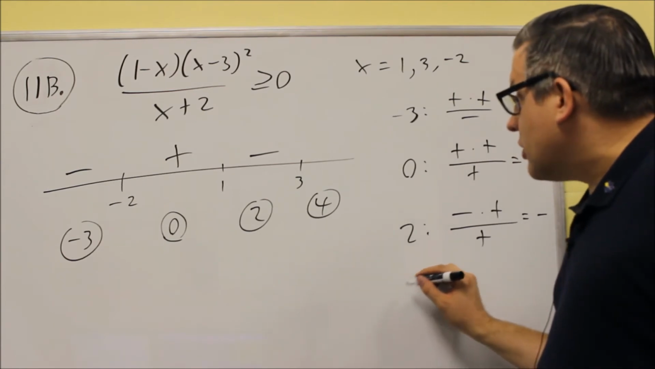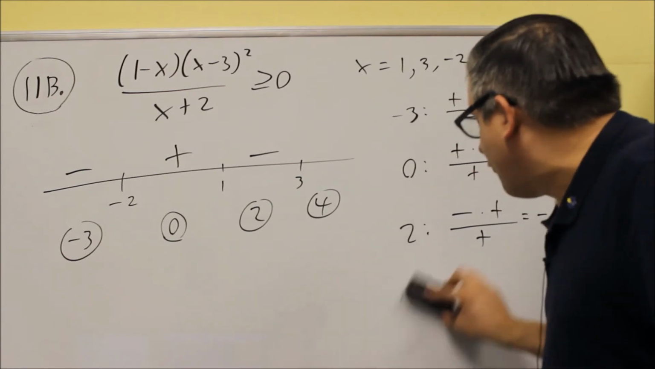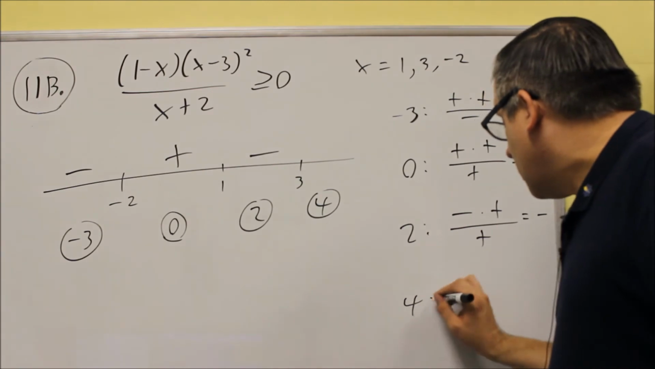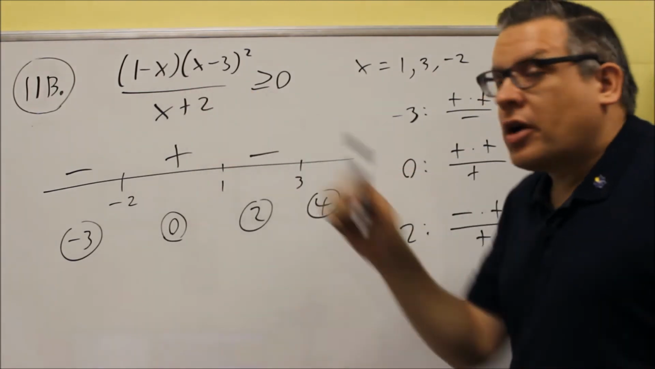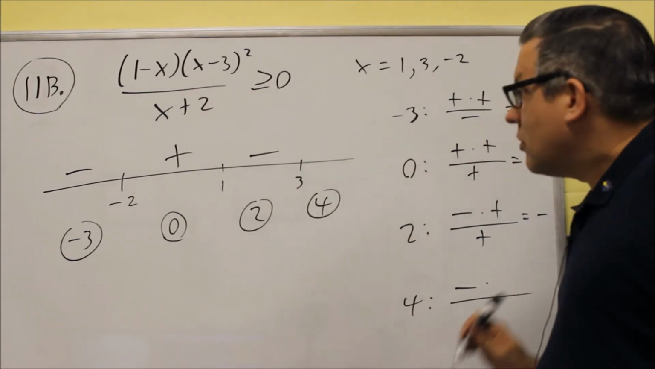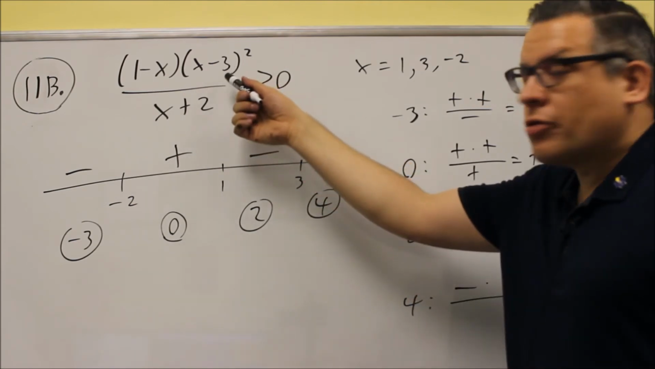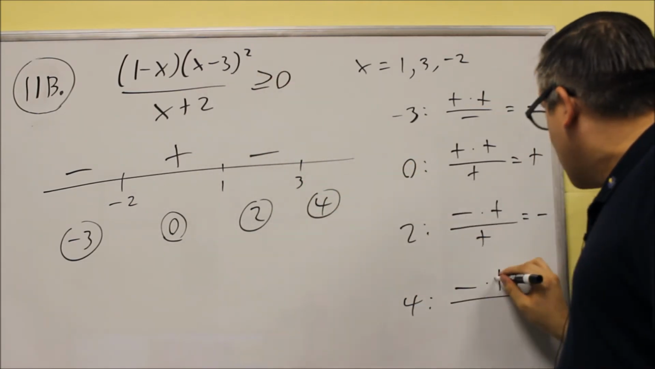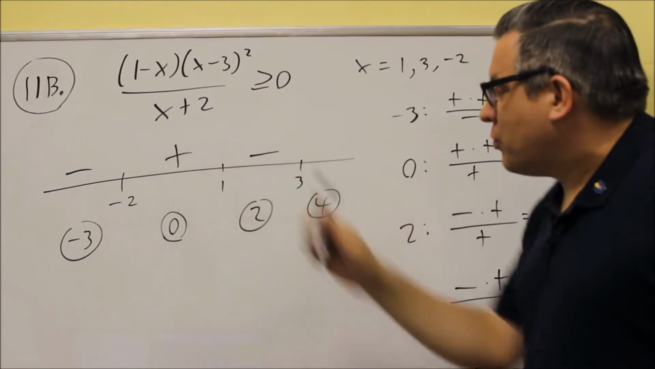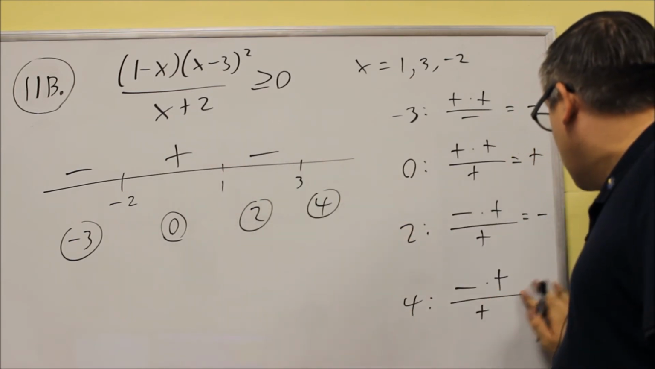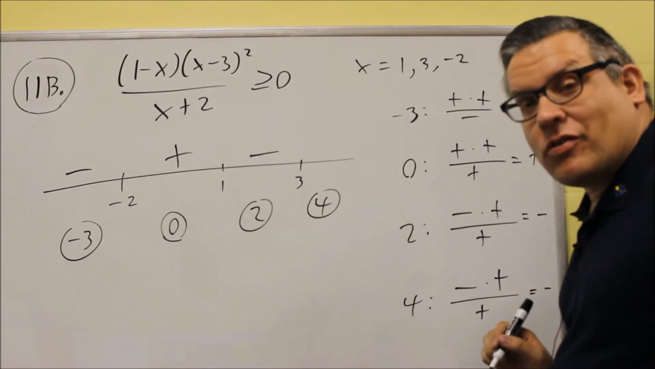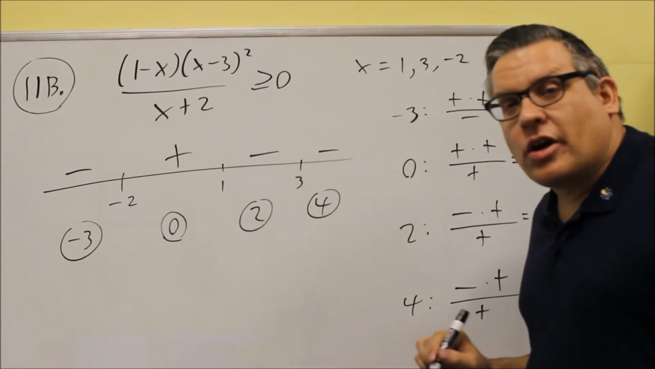The last thing I'll do is I want to test the value of 4 inside there. So for 4, 1 minus 4, negative. 4 minus 3 is positive. Square it, you're still going to get something positive. 4 plus 2, positive. So once again, I get another negative. So I get a negative right there.